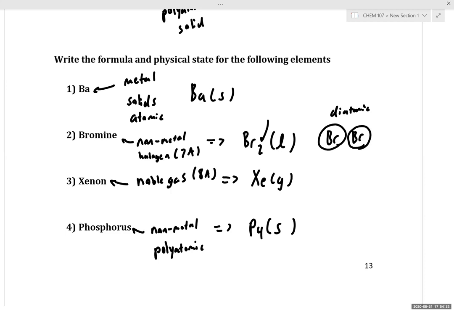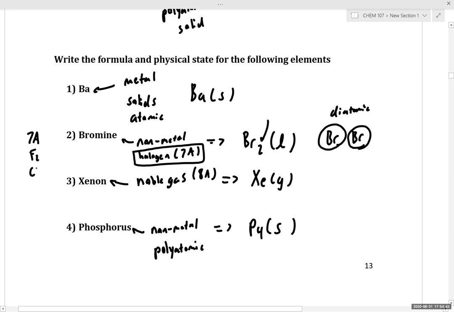You can tell bromine is diatomic by virtue of the fact it's a halogen, as all elements in group 7A are diatomic. So we have our fluorine, chlorine, bromine, and iodine. Perfect.